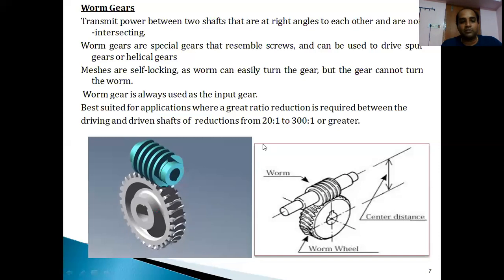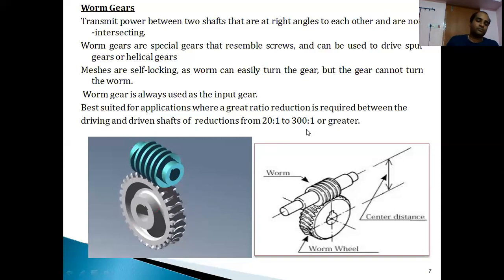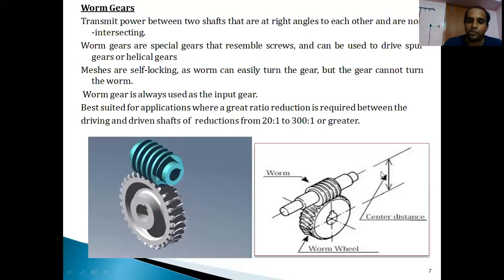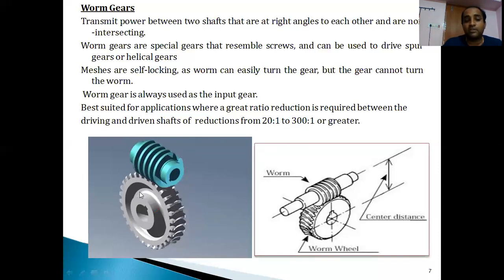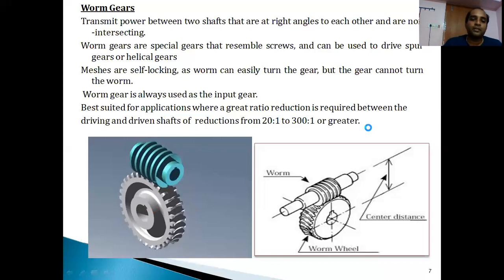Generally, when we use this for driving and driven shafts, the reductions can go from 20:1 to 300:1, or even greater. But keep in mind that the shafts are positioned at right angles to one another, and both shafts are non-intersecting. The worm can drive the gear, but vice versa is not possible. That is the reason we call it a self-locking mechanism.